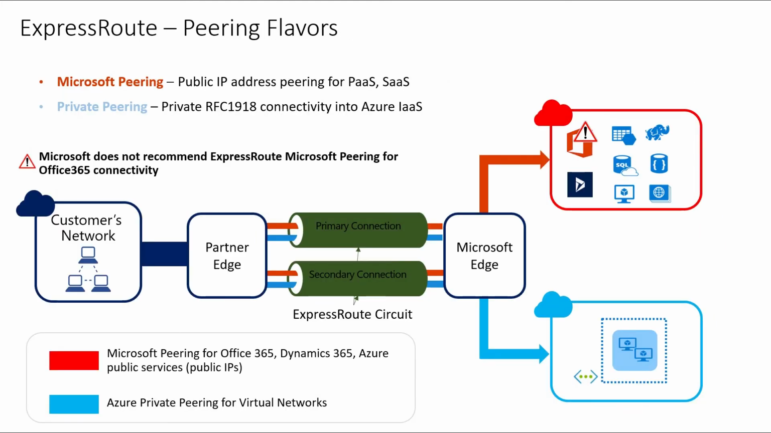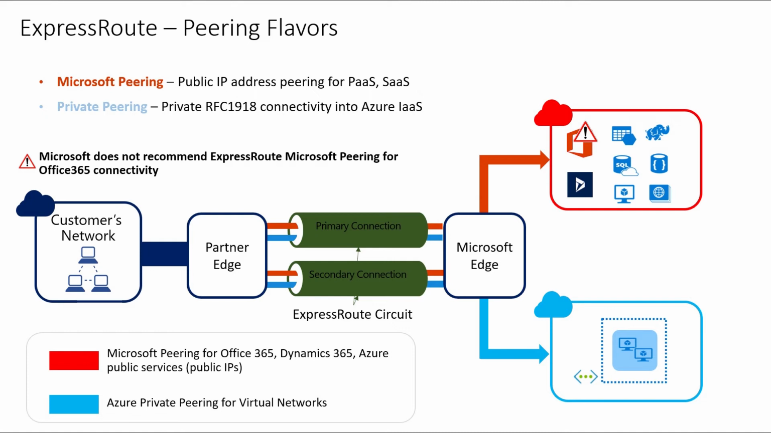Coming back to ExpressRoute peering flavors. When you buy an ExpressRoute circuit, you actually get two connections. So let's say you purchase an ER circuit of 10 Gbps. You actually get two 10 Gbps connections. You are offered two peering options. One is Microsoft peering and one is private peering.